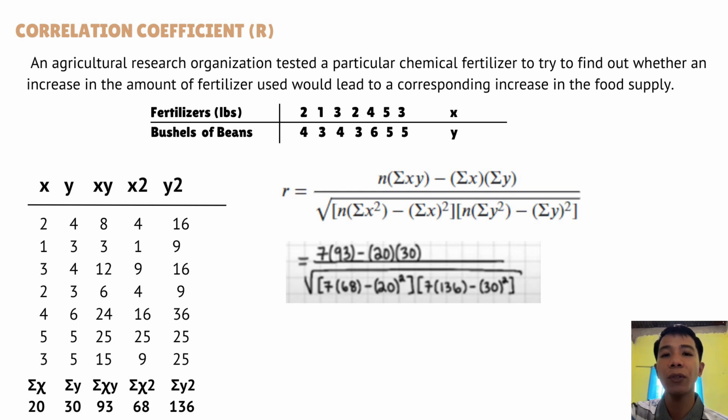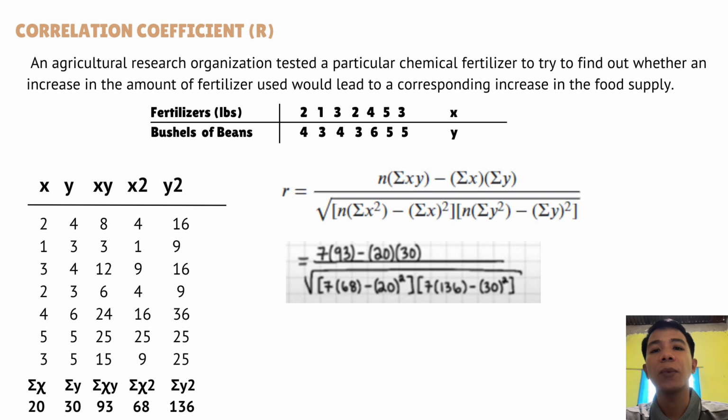All right, we're going to divide that and we're going to keep substituting, and the denominator we have the bracket n, which is 7. The sum of x squared is 68, and take away the sum of x. We look in the column which is 20, and then we square that, and then we close the bracket, then the new bracket and a 7. The sum of y squared is 136, and subtract the sum of y, and then we square it and we close the bracket.